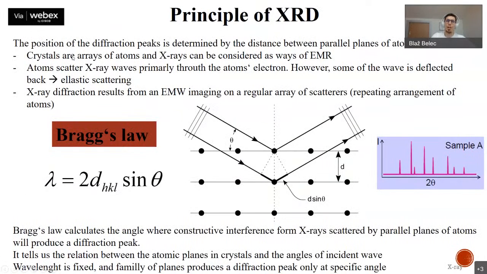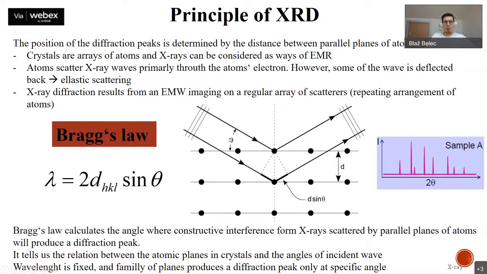The principles lie on Bragg's law. The position of the diffraction peaks is determined by the distance between the planes of the atoms. Crystals are arrays of atoms, and X-rays can be considered as electromagnetic radiation, so waves. So when the X-rays interact with our solid, they scatter according to Bragg's law.